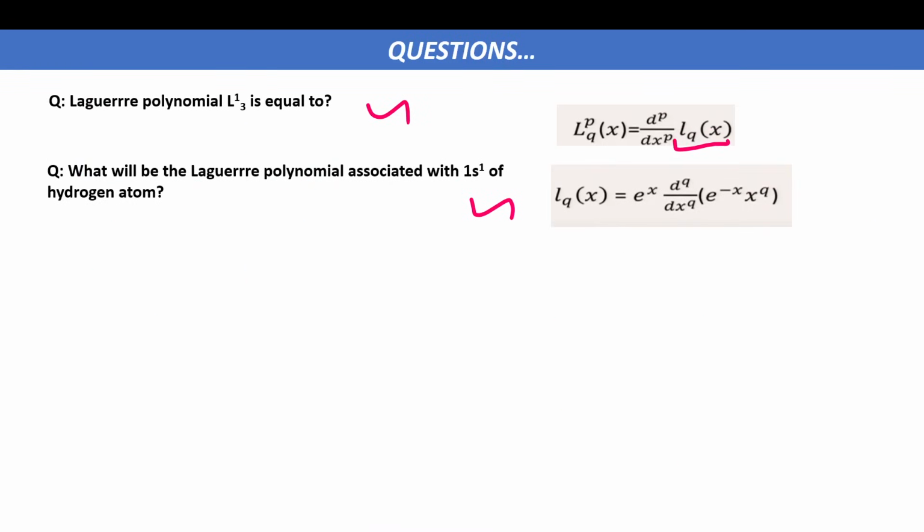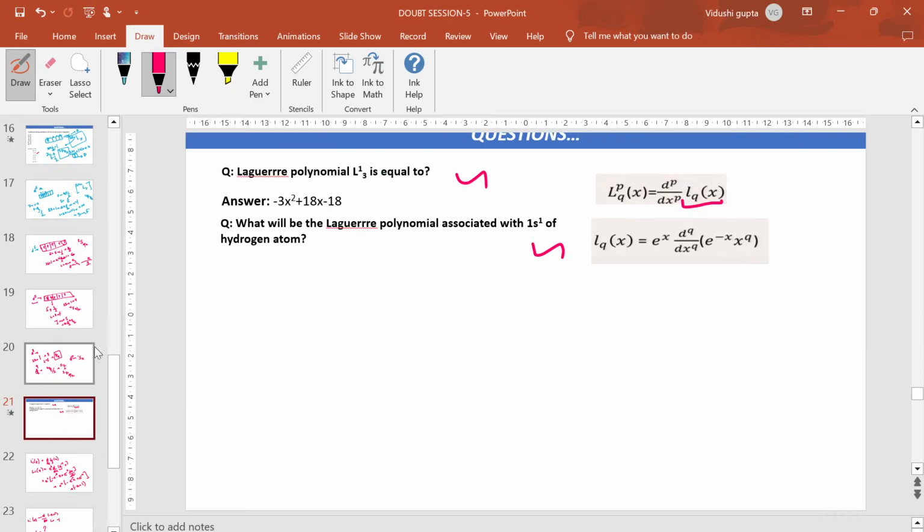Then we discussed the Laguerre polynomial, where we use these two formulas. LPQX equals d by dx power P into LQX, and this LQX will be solved by e^x d by dx power Q into e^-x into x power Q. So solve this L13. We will discuss it in the next class.